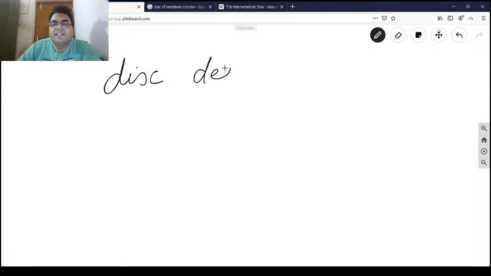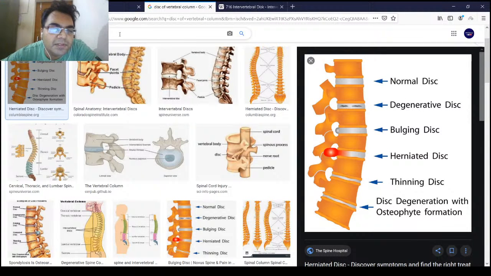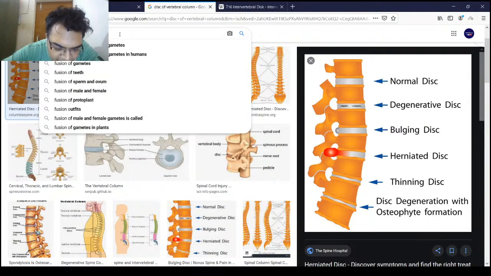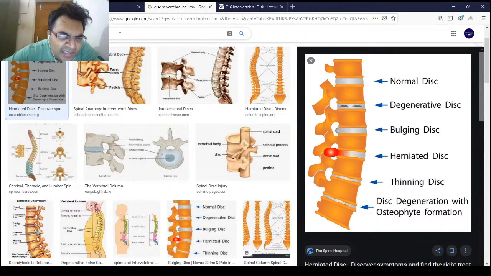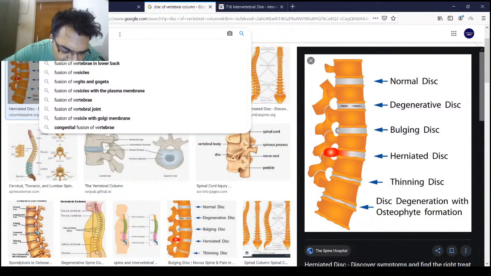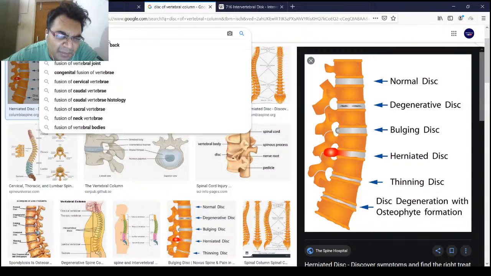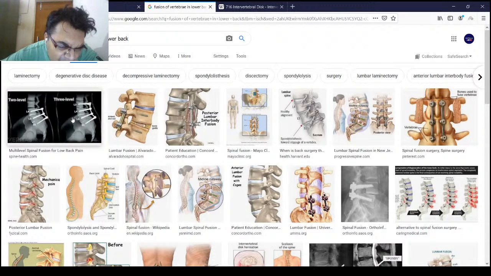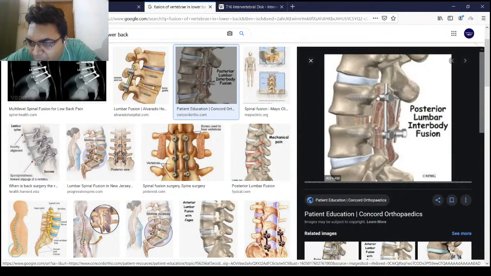Disc degeneration. I'll show you the fusion of the bones also. Fusion of vertebra in the lower back, you can see here. Just see this one. This is the fusion done by operation.